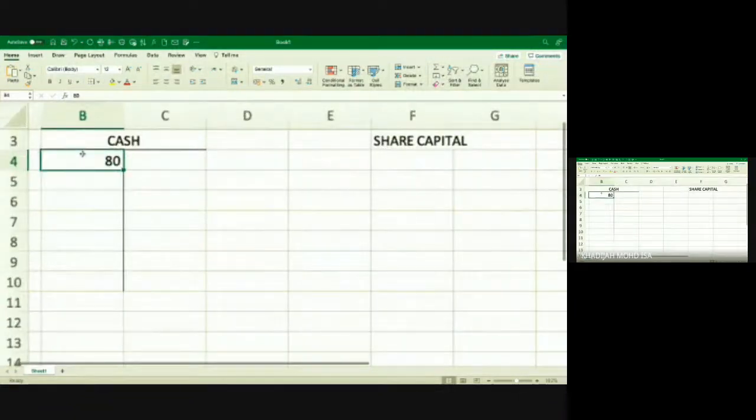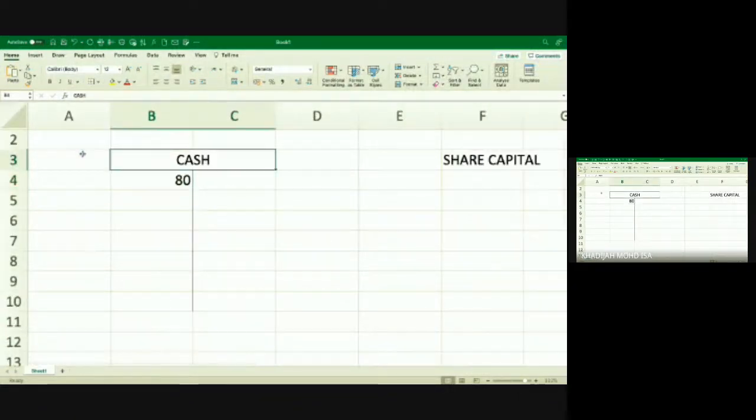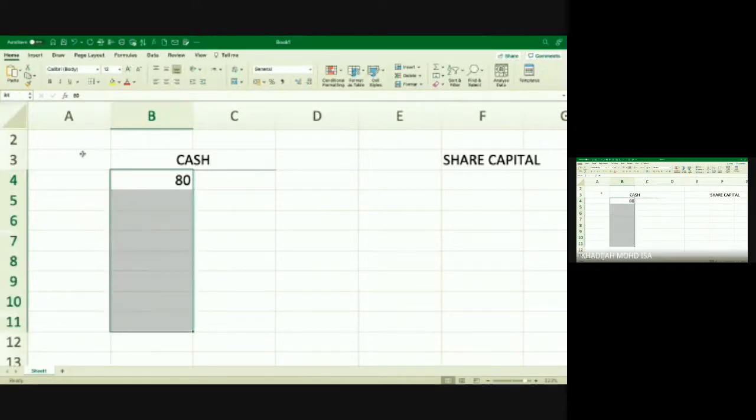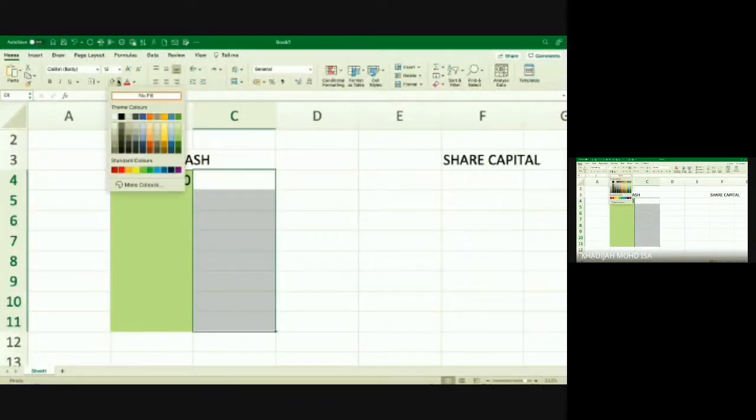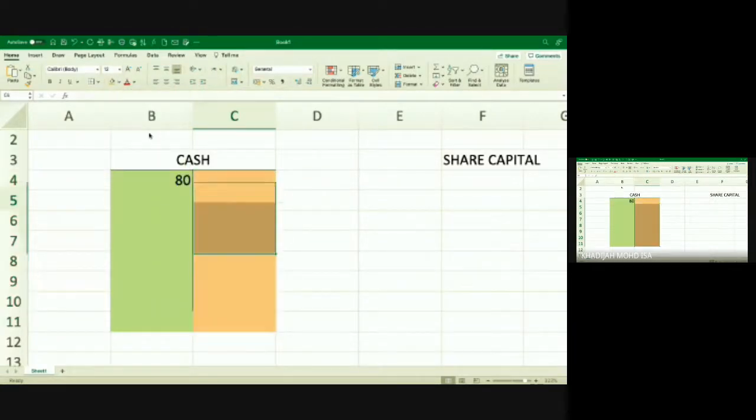Can you see this clearly? This is your debit side. I will put it in a green color. Let me see if we can have it in this color. And this is your credit side. Let's put it in orange color. So debit and credit.